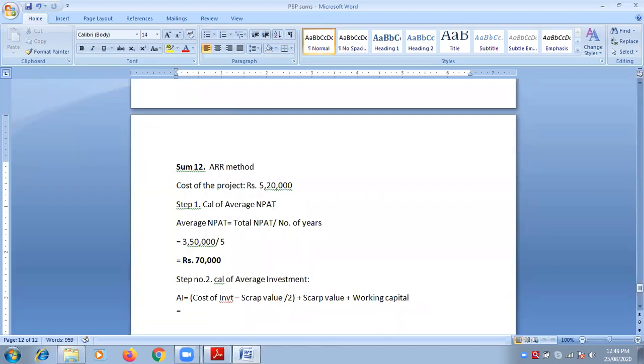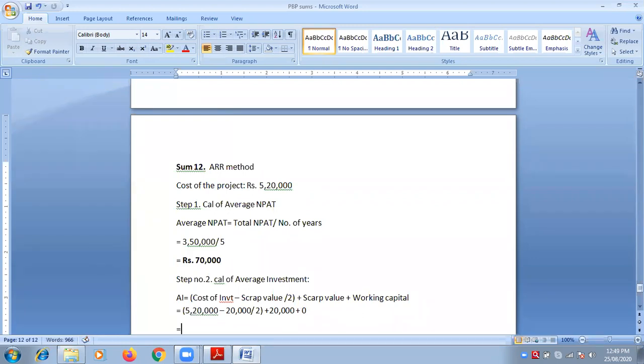Okay, now cost of investment. What was the cost inside the bracket? We have to write 5,20,000. That is my cost. Minus 20,000, which was my scrap value, if I'm not wrong. Divided by 2, bracket close. After the bracket, plus 20,000 again. And additional working capital is not given, so plus 0. If you don't write anything, that's okay. If you write plus 0, that is also okay.